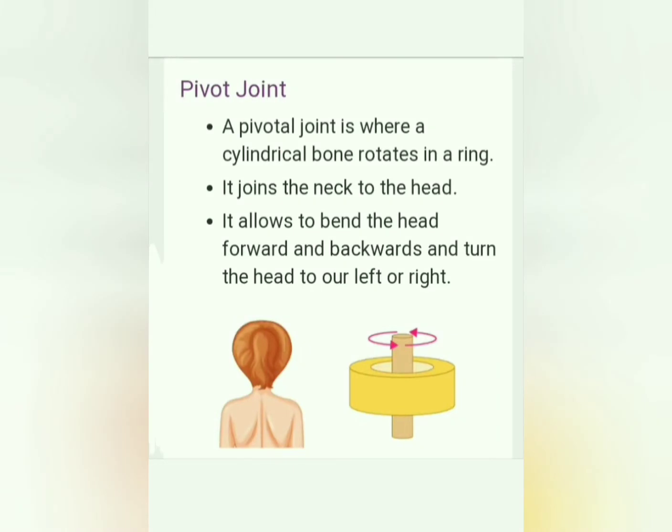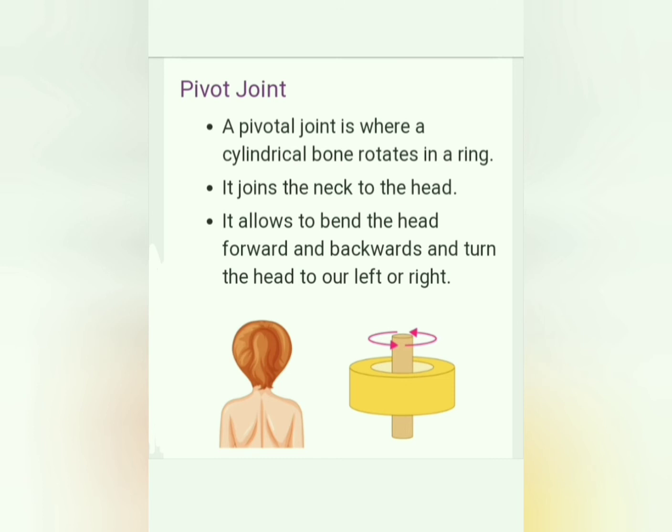Pivot joint. A pivot joint is where a cylindrical bone rotates in a ring. Observe the picture, you can easily understand. So this is the working of the pivot joint. Next, see the next point.